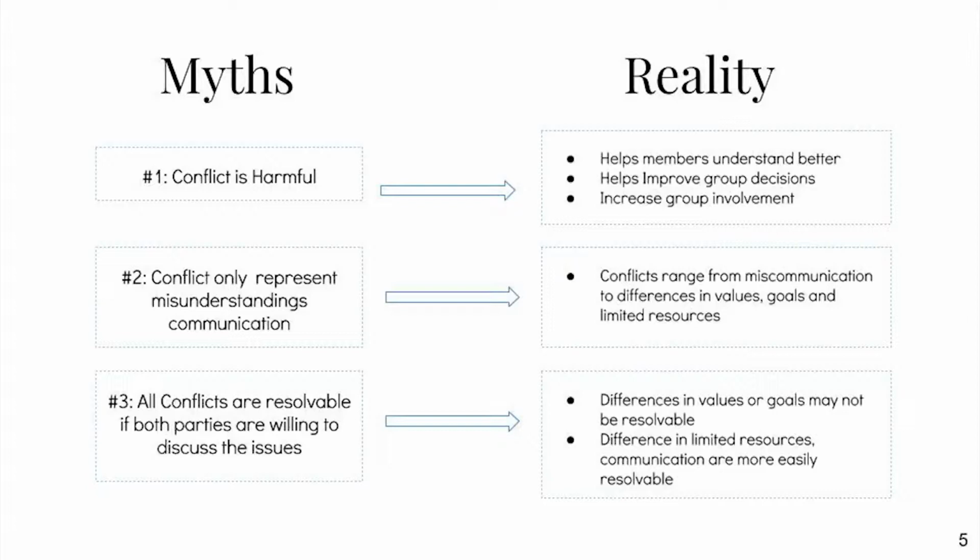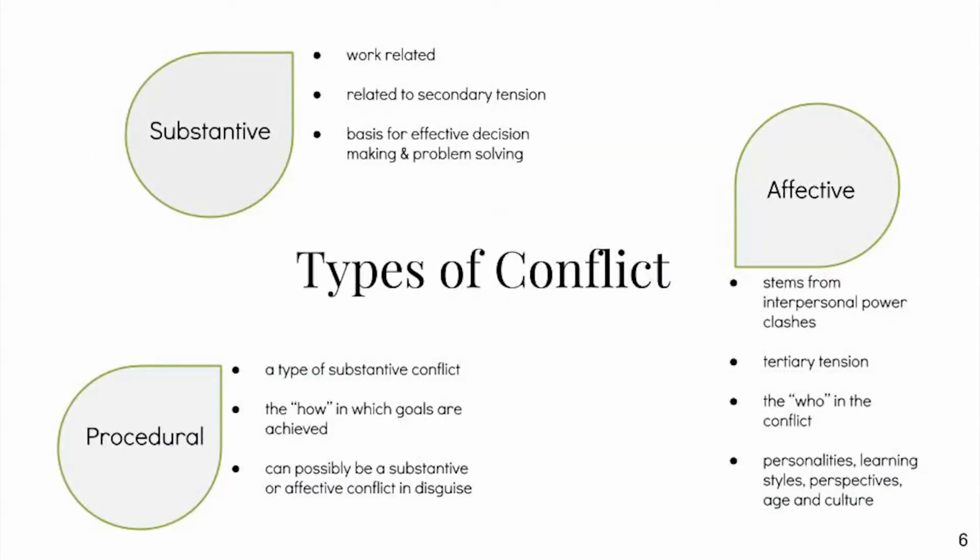Myth number 2. Conflict is only caused by misunderstandings in communications. Again, this isn't true. Some conflicts go further than just communication issues and can be caused by differences in values, in goals, and limited resources. Myth number 3. All conflicts are resolvable. This again isn't true. Most of the time, conflicts based off basic values and goals have no resolution, no matter how hard you work on them. A conflict doesn't automatically help or hurt the group. What is important is to tell where the conflict came from, why it started, and how to manage it.